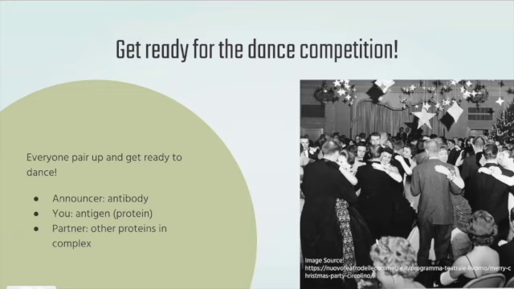The announcer in this situation is like the antibody. You, the person wearing green, are like the target antigen. And finally, your partner is the other protein you are interacting with. Overall, in this quote unquote dance competition, the announcer is able to see person to person interactions, just like how in co-immunoprecipitation, the antibody is able to uncover protein to protein interactions. So hopefully this can help you understand co-immunoprecipitation a little bit better.